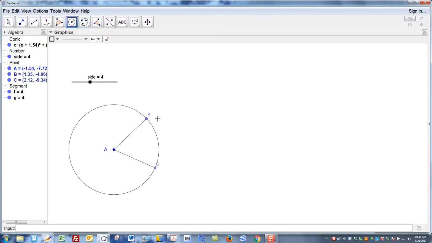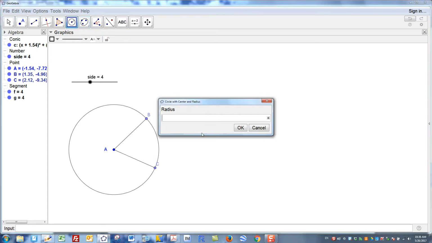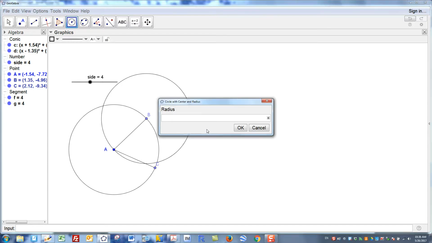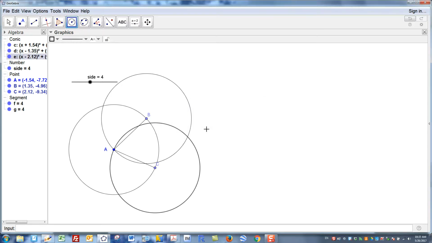So I'll use my circle with center tool again and type in radius side, hit OK. I'll use my center with radius again and type in distance side, hit OK, and put a point at the intersection there. Now we know that that point is both a distance 4 from C and a distance 4 from B. And if I connected that up with D and with C, then I think what we have now is we have a rhombus in there.